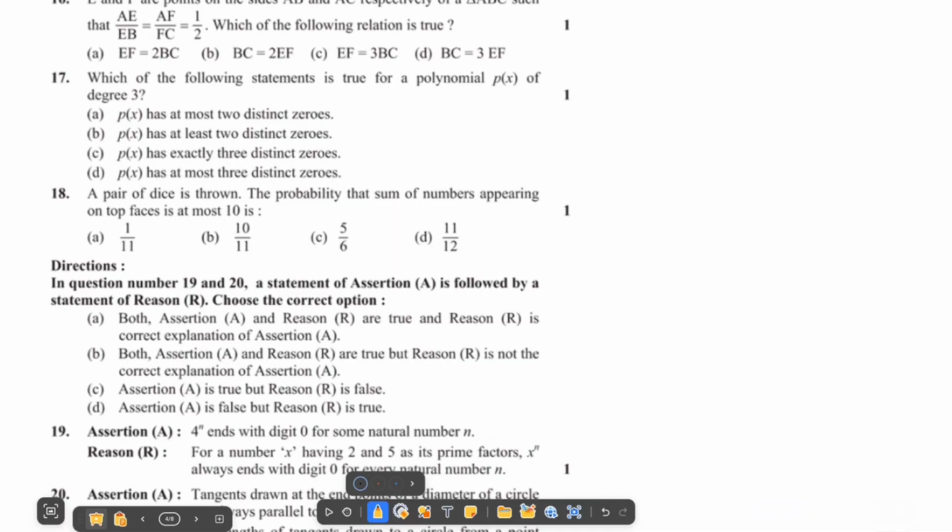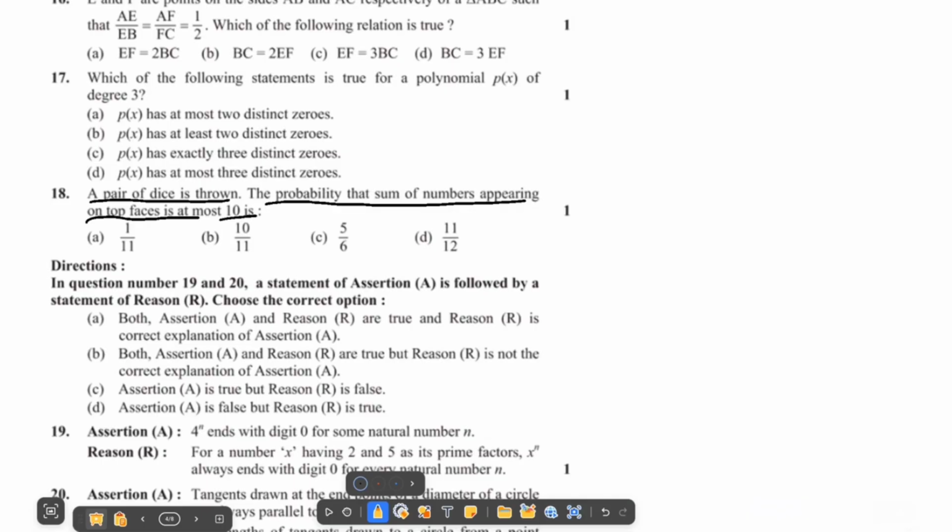Next, 18th question is, a pair of dice is thrown. The probability that the sum of the numbers appearing on the top faces is at most 10. So we know that when two dice are thrown, there will be a total of 36 outcomes: (1,1), (1,2), (1,3), up to the last (6,6). So we will have 36 outcomes.